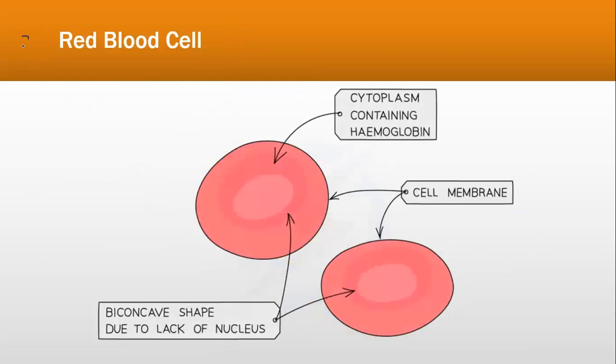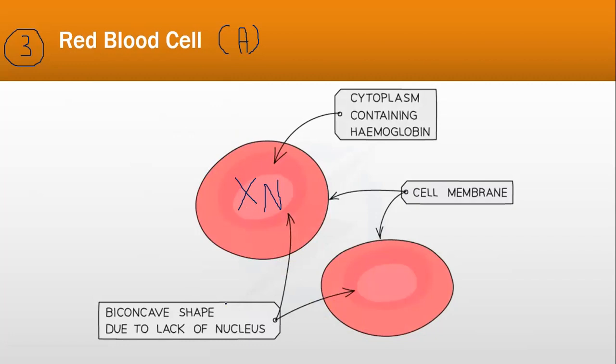The third type of the cell included in the syllabus is the red blood cell, and this is also an animal cell. ये भी आपके पास एक animal cell ही है. Now a typical red blood cell क्या है? It does not have a nucleus. इसके पास nucleus नहीं होता. It has lost its nucleus.